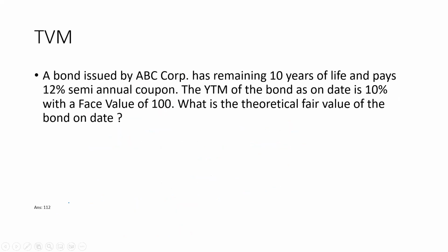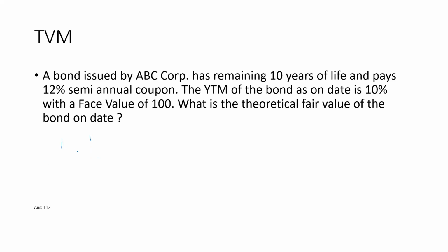Okay. Let's do the next sum. The next sum says a bond is issued by ABC Corporation that has a remaining life of 10 years and pays a 12% semi-annual coupon. The YTM of the bond as on date is 10% with a face value of 100. What is the theoretical fair price of the bond on date?